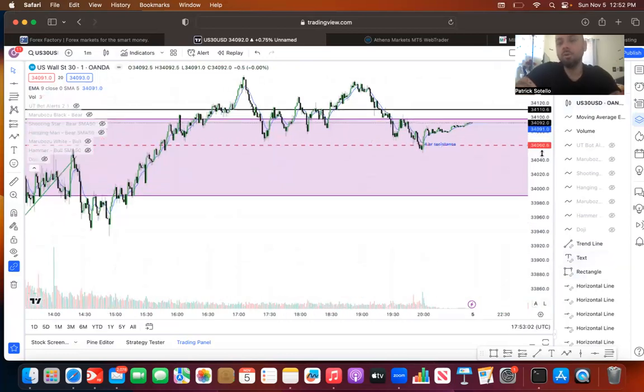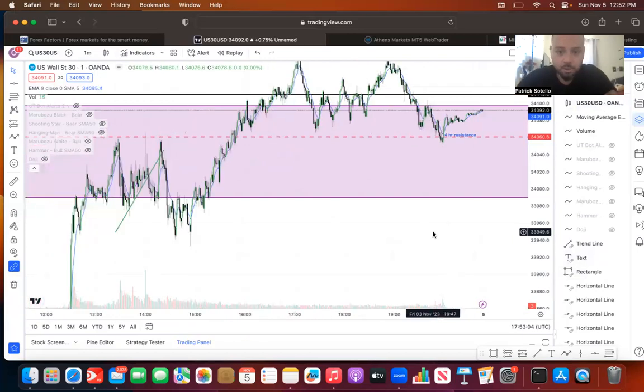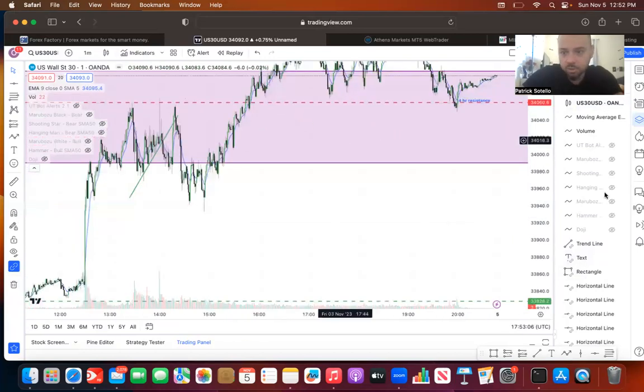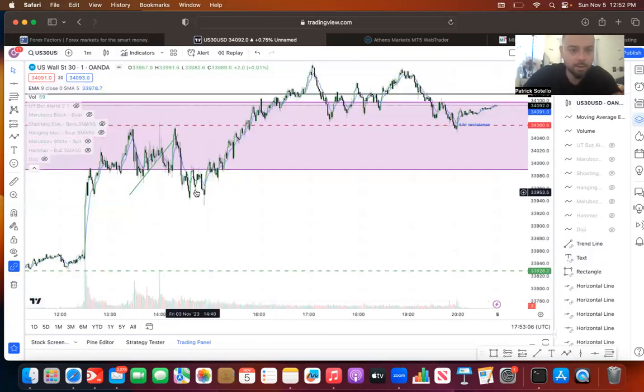So right now it's kind of a crucial area, but I just wanted to show y'all how I trade US30. It's all determined by pre-market lows and highs and trend.